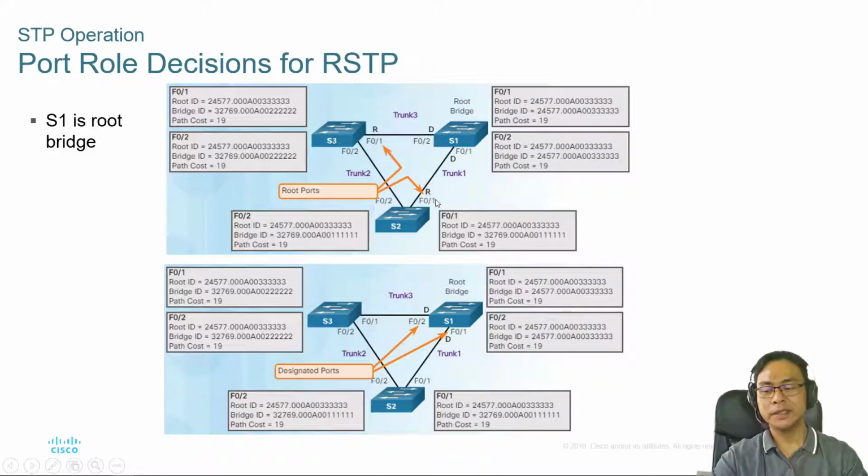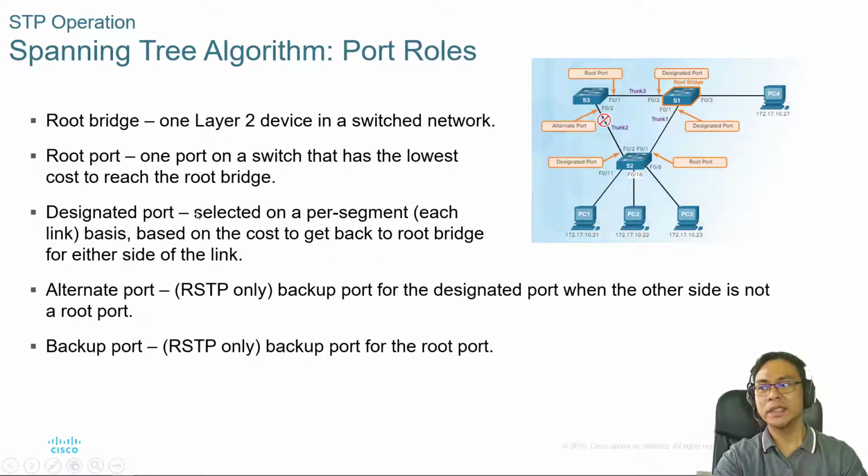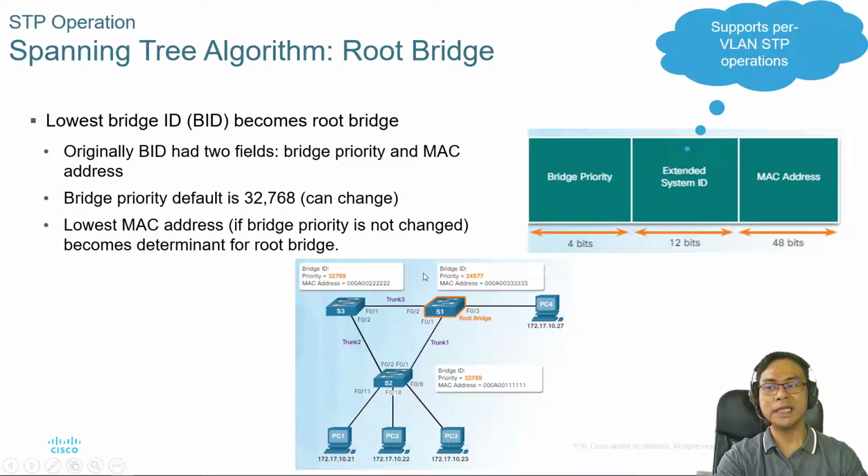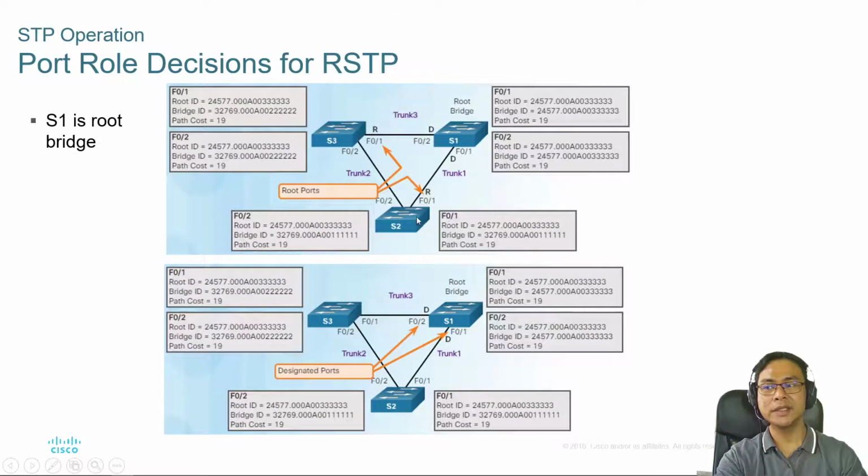Okay? And then, from our definition a while ago, we said the designated port is selected on a per segment basis based on the cost to get back to the root bridge for either side of the link. So we're talking about links here. In this case, this link to get back to S1, the only remaining ports are F01 of S1 and F02 of S1, the directly connected ports. So those are F02 and F01 of S1.